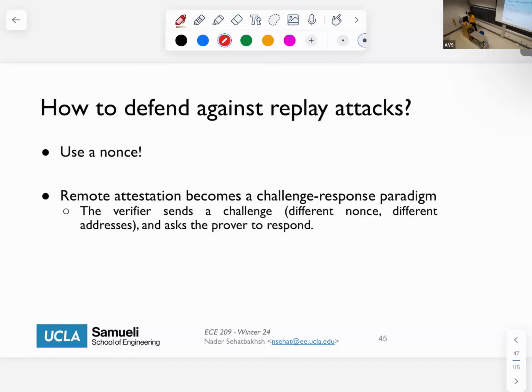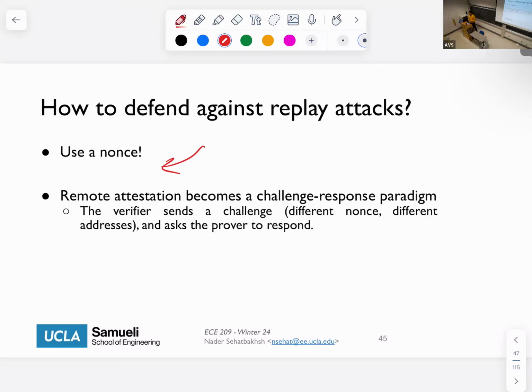So as I said, for replay attacks, we use a nonce. Essentially, the attestation becomes a challenge-response paradigm, the same way that we described it before. You need to create a randomized input first. You wait for the prover to send a response. The verifier checks that. But the only problem with this is that now the verifier also needs to recompute the hash every time that it sends the request.